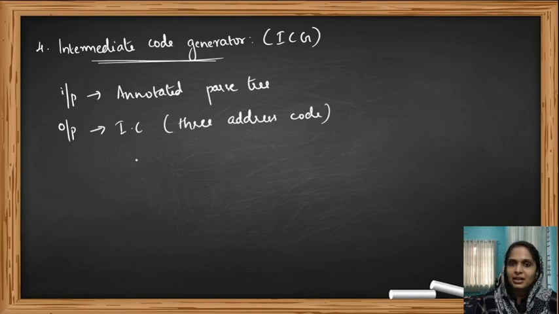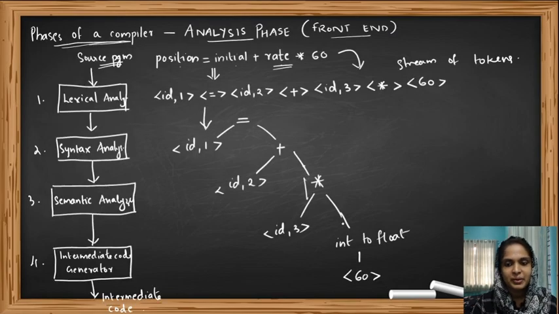Because this intermediate code is much easier to produce, and also it will be easier to convert this intermediate code to the target code rather than converting the syntax tree directly to the target code. That's why we are using this intermediate code in between. So let's consider our previous example. Here we can see that the output of the semantic analyzer is an annotated parse tree. Now we have to convert this annotated parse tree into intermediate code, that is our 3-address code.